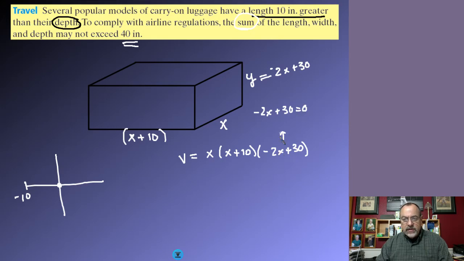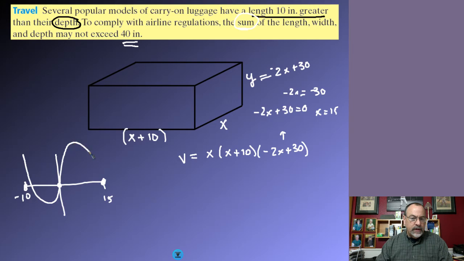I want to make this 0. So you just set up a little equation to solve that. So negative 2x is equal to negative 30, so x would be equal to 15. So way out here at 15 is my other 0. Now this is a cubic, so I know it's going to look something... actually it's a negative cubic, because there is a negative sign in front, so that means it's going to be reversed and look something like this.